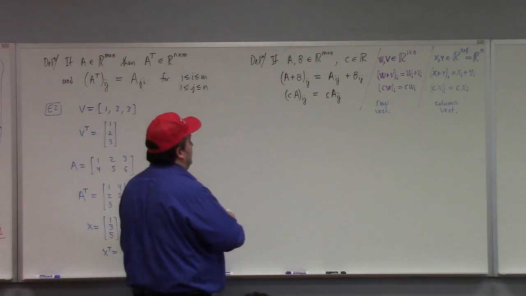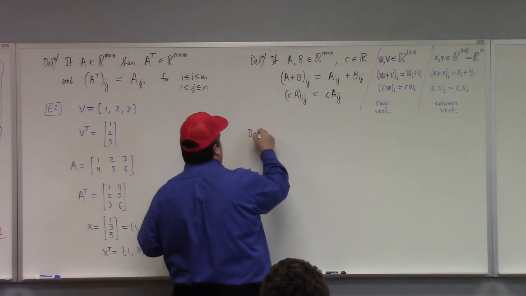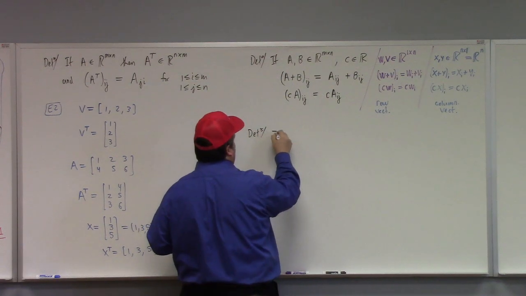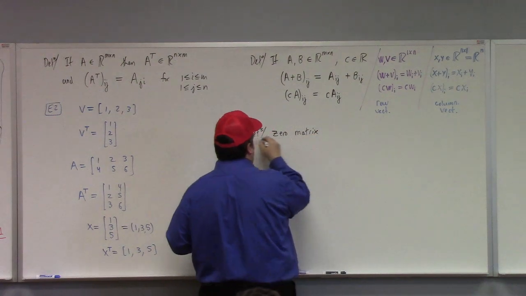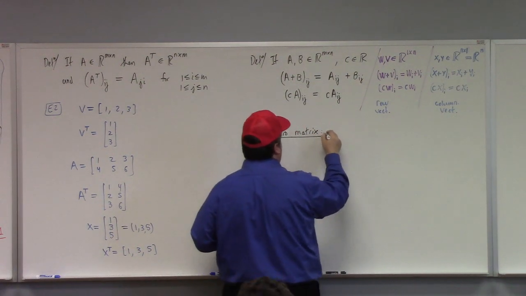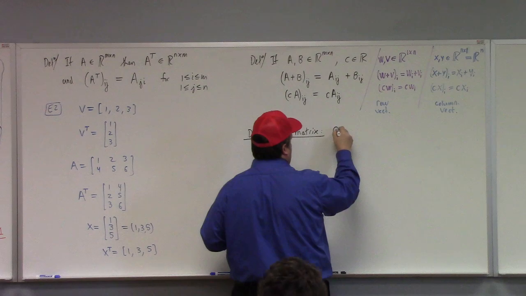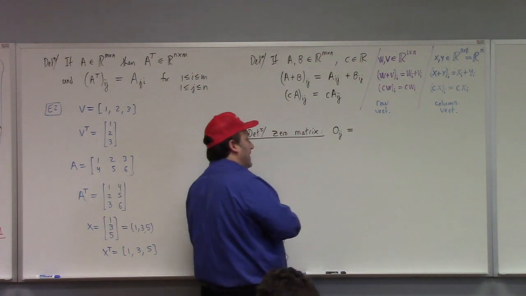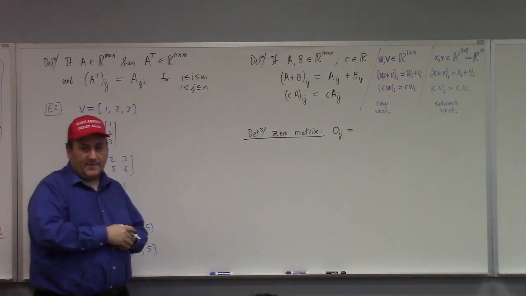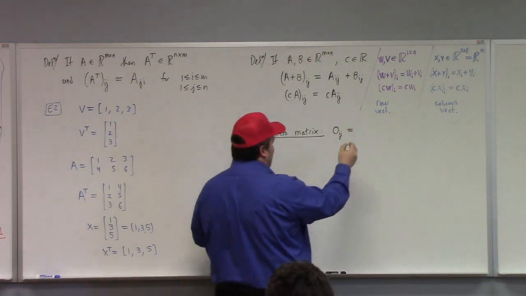I will say that there's one special matrix that we should talk about just a bit, which is the zero matrix, right? So what's that going to be? So 0, the ijth element of it is equal to? 0. 0, right, yeah. So that's the zero matrix.